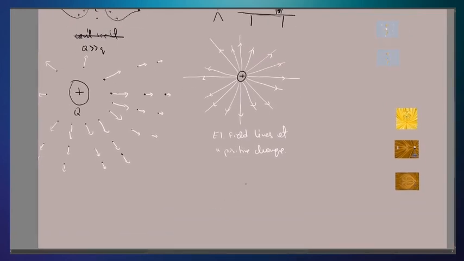Now let's do a negative charge. So if I have a negative charge, let's put it somewhere here. Right, so here's a negative charge. I'm going to call this big Q. And then let's say that I put a small positive charge somewhere here. What would happen to it is there would be a push in this direction.